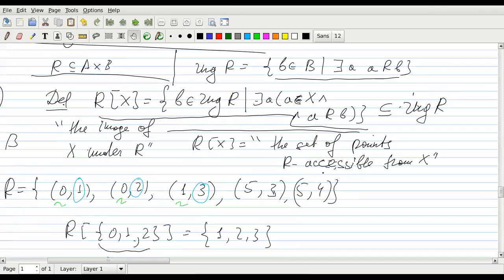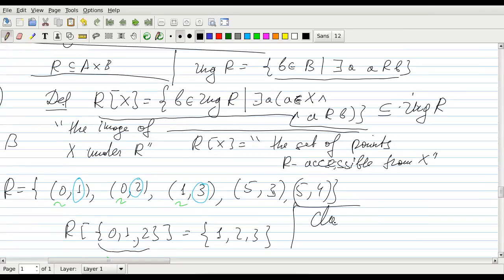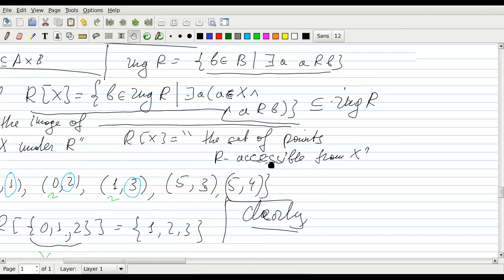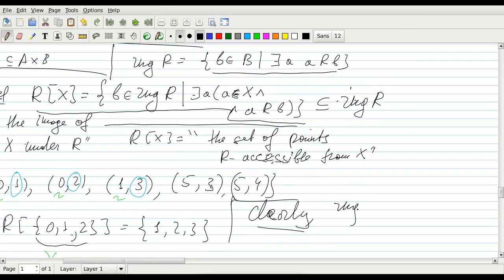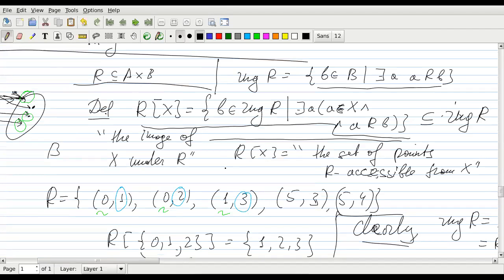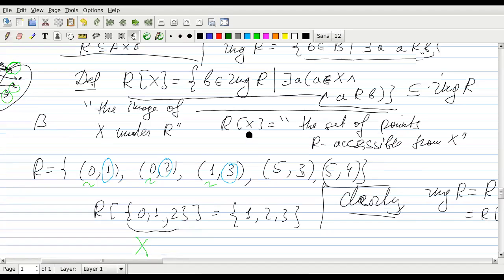Yeah. Is it possible to define the range as an image? The range is the image of what? Range of R is the image of the domain of R under R. Is it clear? Yes. So this is the image of X under R.